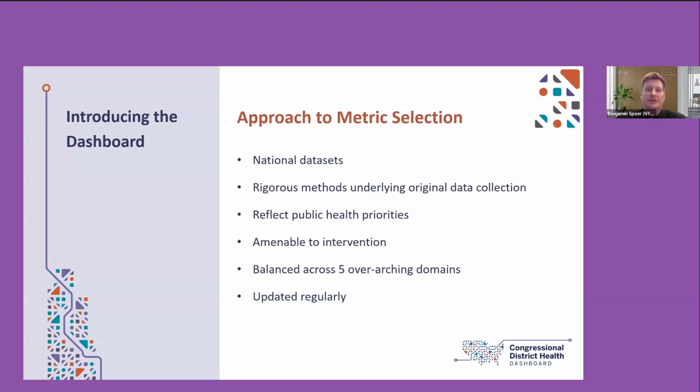We are pretty careful about the metrics that we add to the website. We don't want to overwhelm folks with 100 different metrics. We try to keep it around 40, still a large number, but there's a lot to measure in the health world. So we try to make sure that the data we present are based on national data sets, so every place on the map can be represented, that there are rigorous methods underlying the original data collection, that they reflect public health priorities, that you as policymakers can do something about this metric that is amenable to intervention. It's balanced across 5 overarching domains, and that it's regularly updated. We really aim for annual updates, if not more frequently. Next slide.